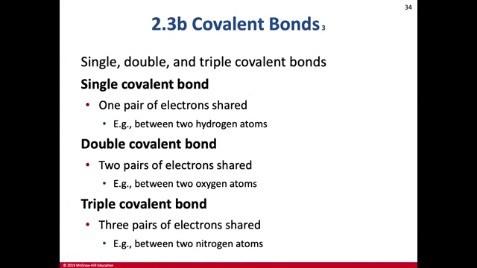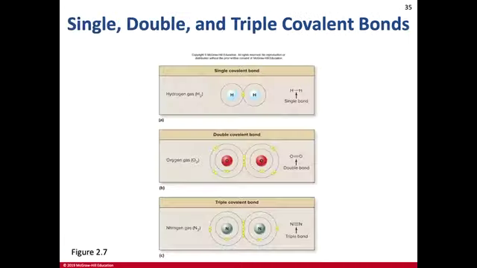A single covalent bond shares 1 pair of electrons. A double covalent bond between 2 elements shares 2 pairs, and a triple shares 3 pairs. There's no such thing as a quadruple covalent bond, and that's because of geometry, which is beyond the scope of this course, basically. So there are some examples of single, double, and triple covalent bonds.